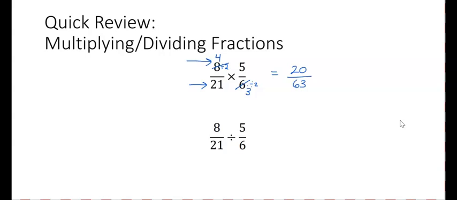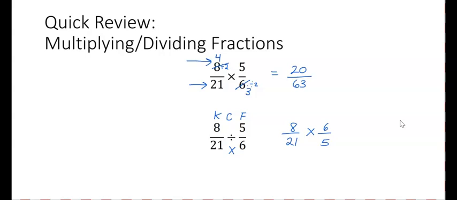Division requires an extra step. We need to keep the first fraction, change the division to multiplication, and flip the second fraction. I call it KCF. So I'm going to have 8 over 21. Instead of division, I multiply by the reciprocal. I flip the second fraction. 5 over 6 becomes 6 over 5.